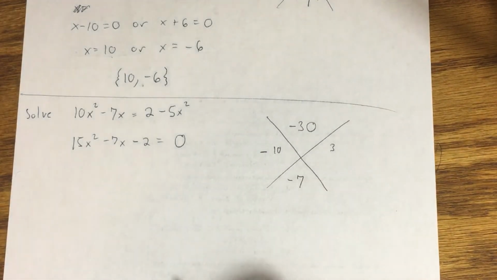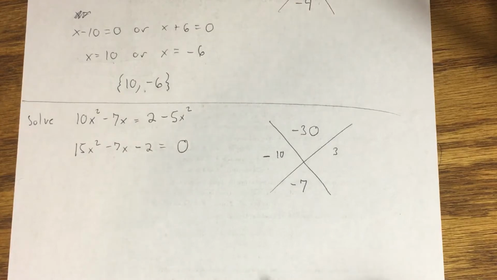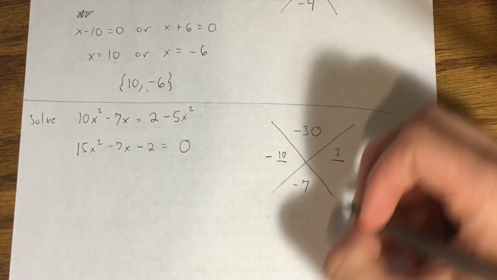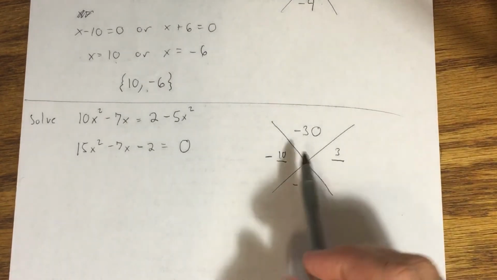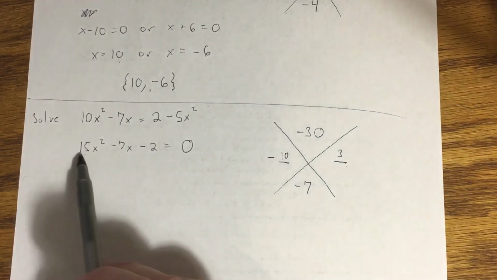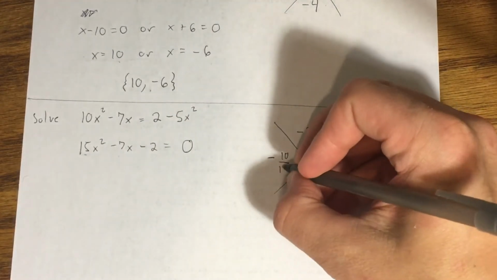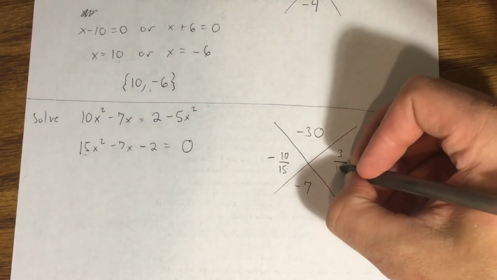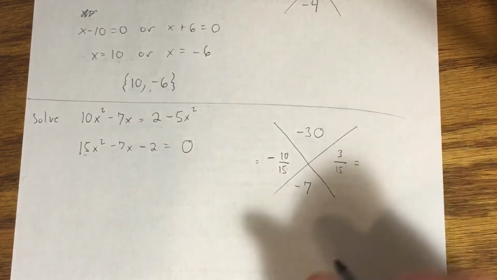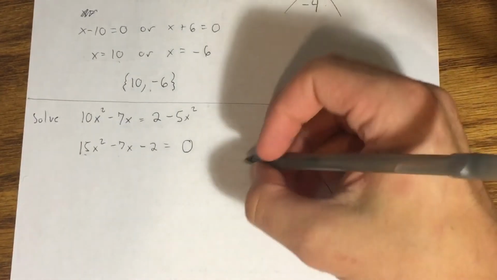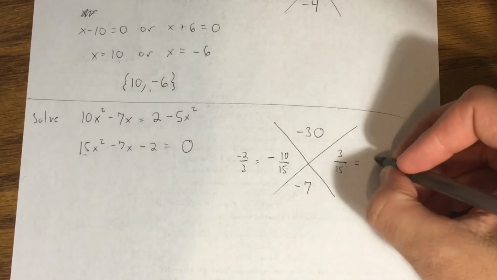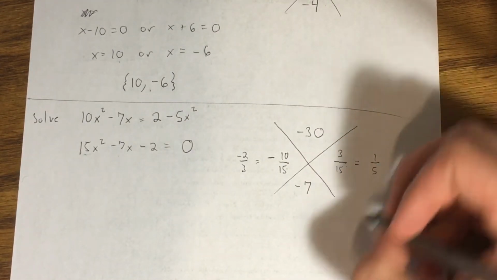Now this is where the method starts to look a little different than the previous example. We don't just stick with these numbers, we create fractions out of them. And the denominator of both of these fractions will be the same number. It's whatever my leading coefficient was, 15 in this case. Then we simplify these fractions as much as possible. Negative 10 fifteenths becomes negative 2 thirds, and 3 fifteenths becomes 1 fifth.